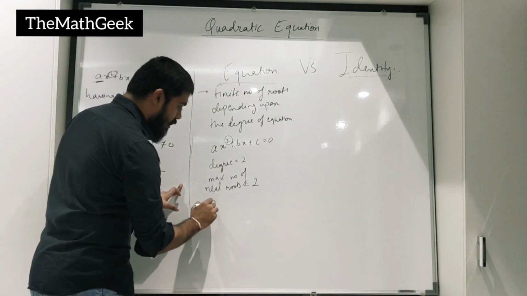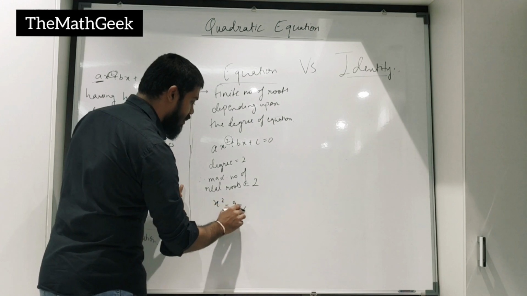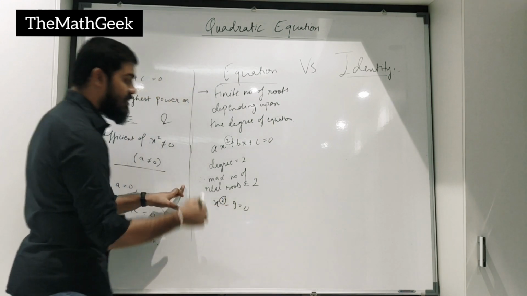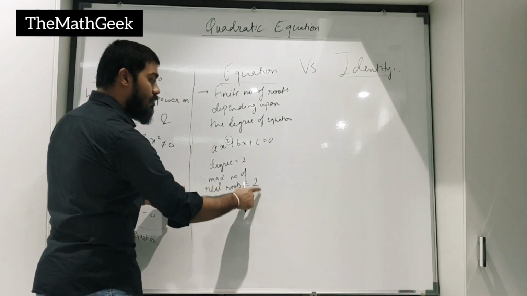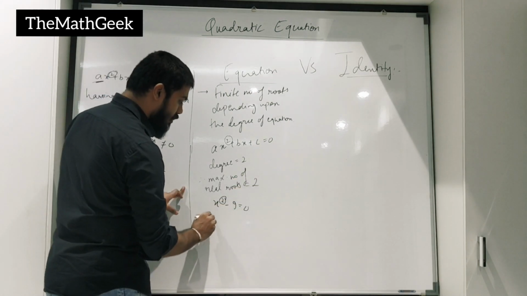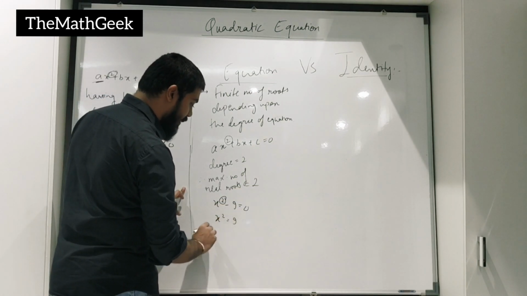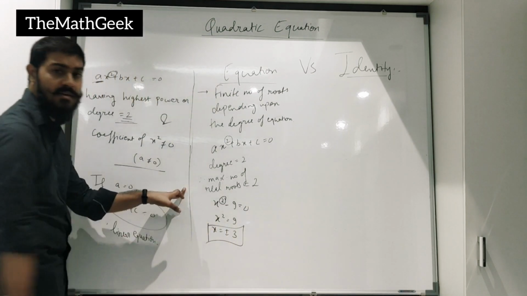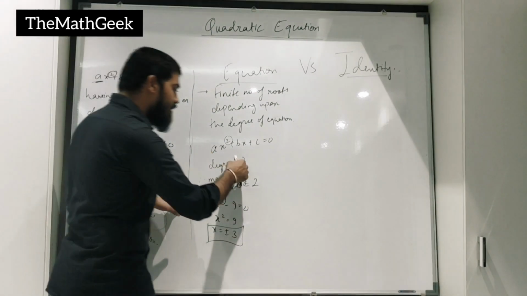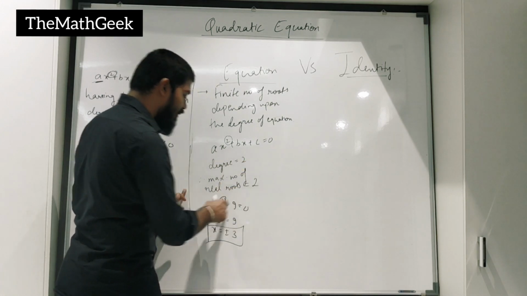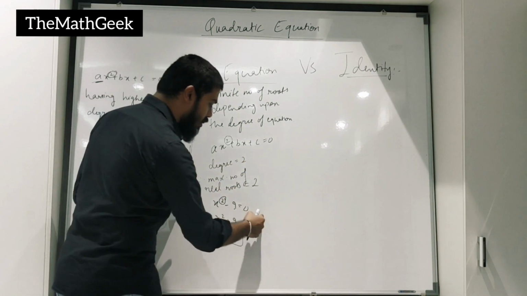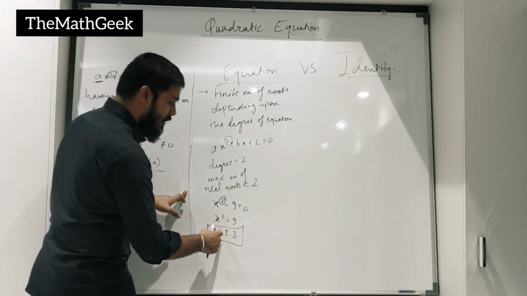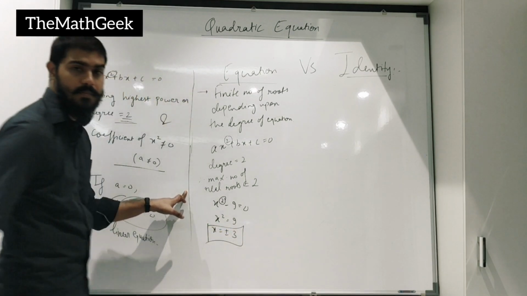Let's take an example: x square minus 9 equal to 0. Degree is 2. The maximum number of real roots can be equal to 2, not more than 2. Therefore, x square equal to 9, so x can be equal to plus minus 3. Therefore, the two roots are plus 3 and minus 3. If the degree is 2, maximum roots can be 2.